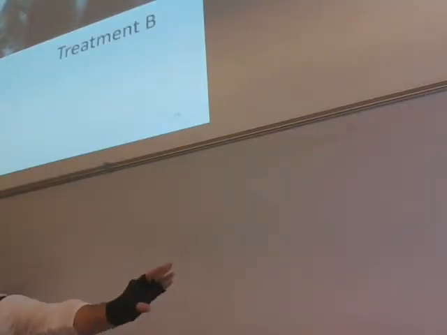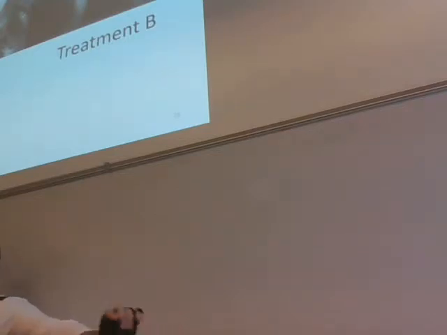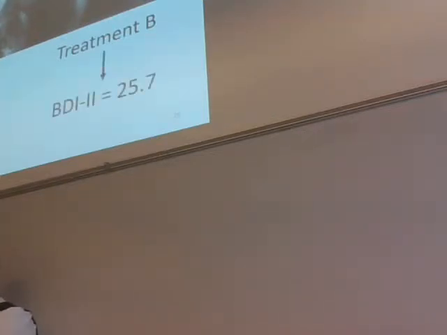So if you were working with clients who suffered from depression, and you had two different treatments, treatment A and treatment B, and you did an experiment, you split them up into two groups. One group gets treatment A, one group gets treatment B, and after the treatment, you measure their scores on the Beck Depression Inventory, and you see that treatment A leads to an average score of 42.6, and treatment B leads to an average score of 25.7. That is the result of your study.